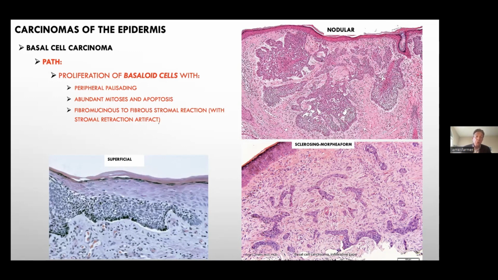But the superficial, which is down in this area here, and certainly the sclerosing or infiltrative and morpheaform types are much more likely to recur because they're less well defined clinically, so the margins are often positive. And especially in the sclerosing and morpheaform, it does have a tendency to go to nerves. And when it goes to nerves on the face, that's a sign of recurrence.